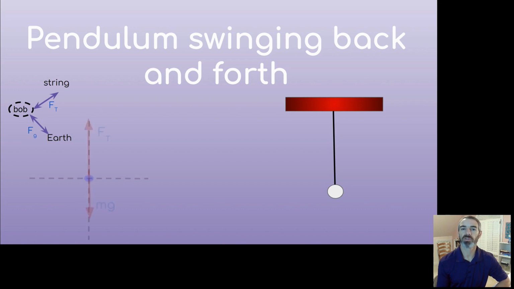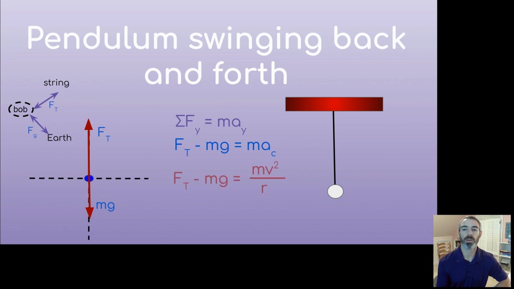Now, because it's in a circular path, we know that at the bottom, it's accelerating towards the center, so the upward force is going to be greater than the downward force. So we write our second law equation. Tension minus gravity is going to equal mass times v squared over the radius. So at this point, we know that anytime an object is moving in a circular path, the force directed towards the center is going to be bigger than a force that is directed away from the center, which is why the tension force is greater than the force of gravity in the case of a pendulum swinging back and forth.